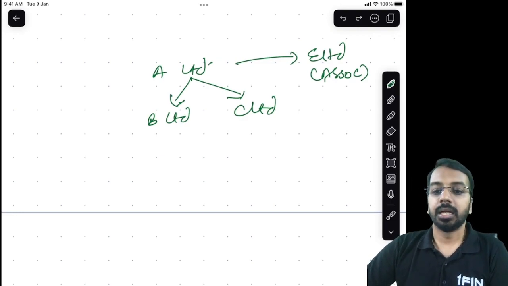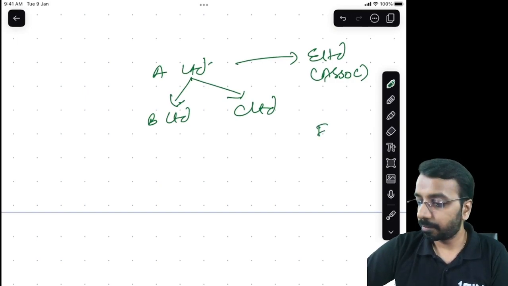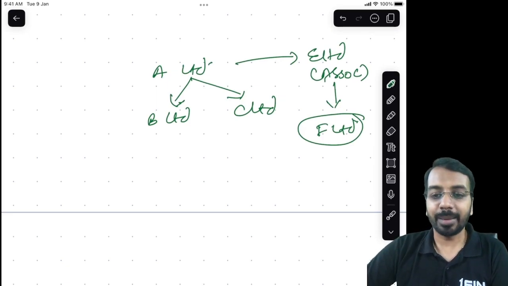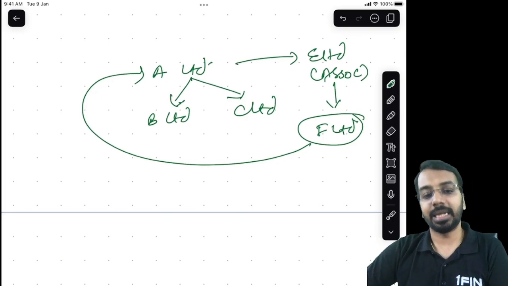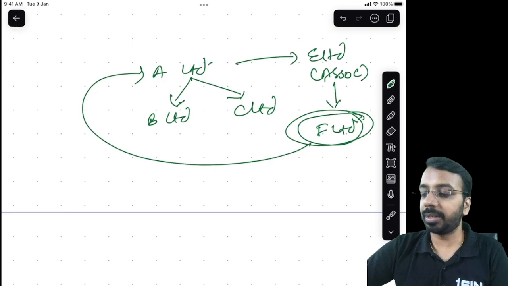Now there is one more company which is F Limited. This is a subsidiary of E Limited. They provide KMP to A Limited. So they provide key management services to A Limited. Right. Now, with whom all do we consider F Limited is related to?